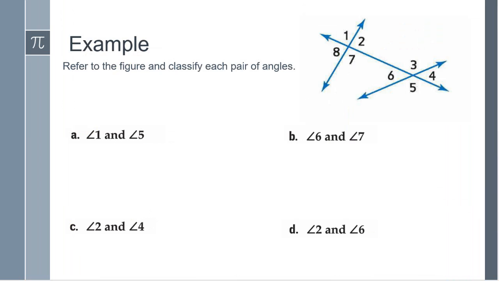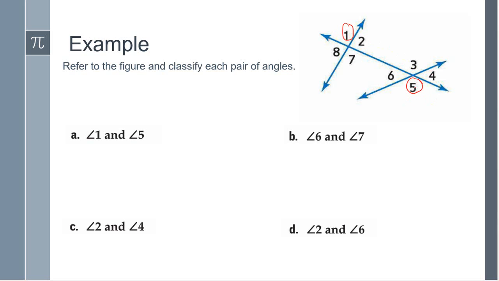So it says refer to the figure and classify each pair of angles. So the first one they give us is 1 and 5, right? And we see 1 and 5. So let me circle 1 and 5. And so here's 1, right? And here's 5. And we see we're cut by the transversal, so this part right here is our interior, right? And this part right here, the outside part where 1 and 5 are, that's our exterior. And then you see the transversal cuts it. They're on opposite sides of the transversal, or alternate sides of the transversal, right?